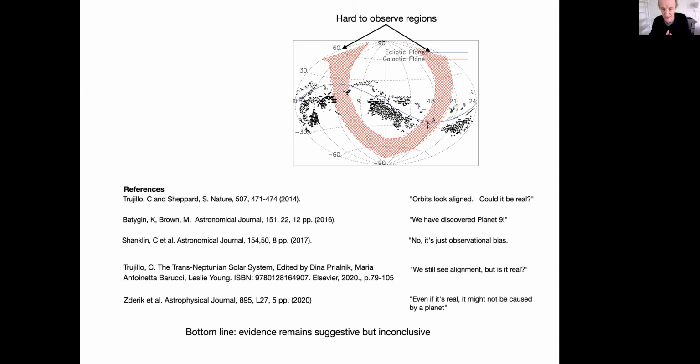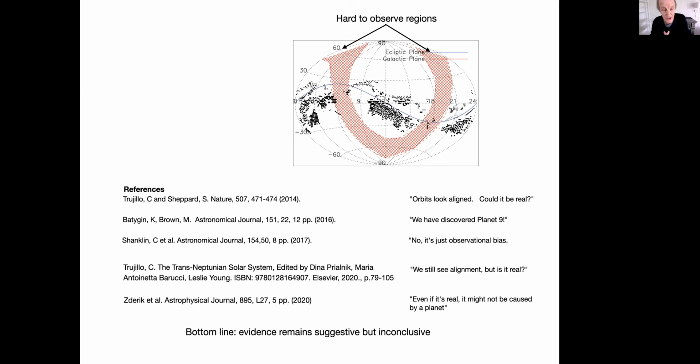Batygin and Brown came in and said, yeah, that's definitely real. We've discovered Planet 9, which I think is jumping the gun a little bit. I mean, a little bit too confident there. Shankman came in and made a very nice description of the observational biases in their survey in particular. And their conclusion was, it's just observational bias. There's no reason to think that this supposed alignment of the orbits is real.